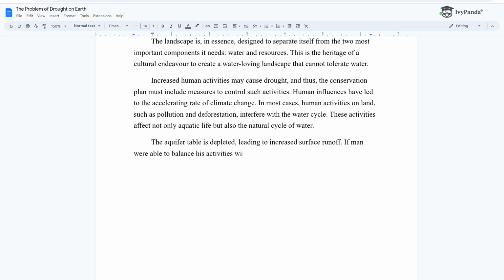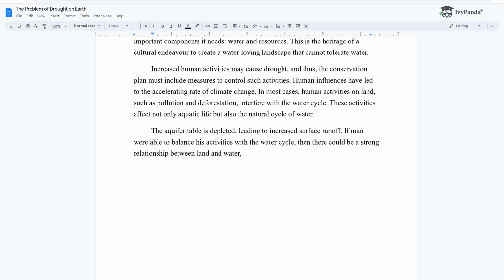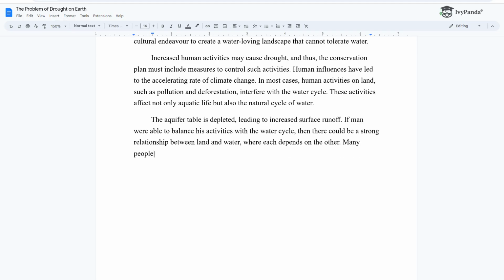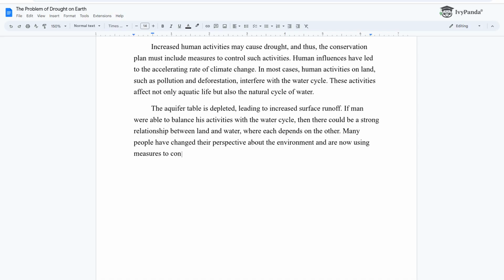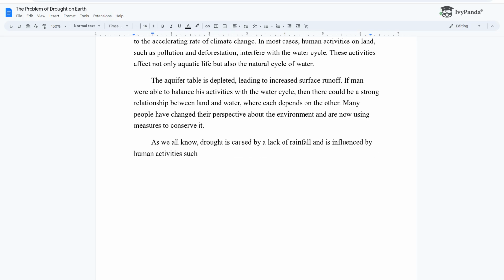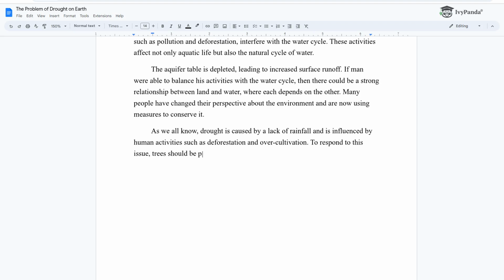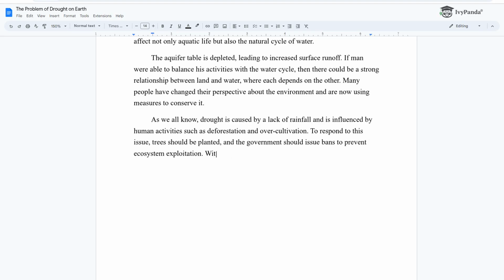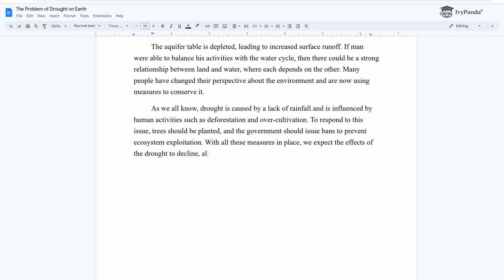If man were able to balance his activities with the water cycle, then there could be a strong relationship between land and water, where each depends on the other. Many people have changed their perspective about the environment and are now using measures to conserve it. As we all know, drought is caused by a lack of rainfall and is influenced by human activities such as deforestation and overcultivation. To respond to this issue, trees should be planted, and the government should issue bans to prevent ecosystem exploitation. With all these measures in place, we expect the effects of the drought to decline, although this may take quite some time.